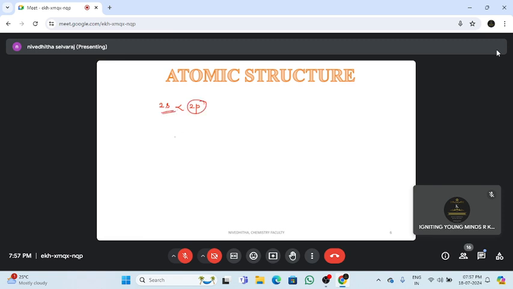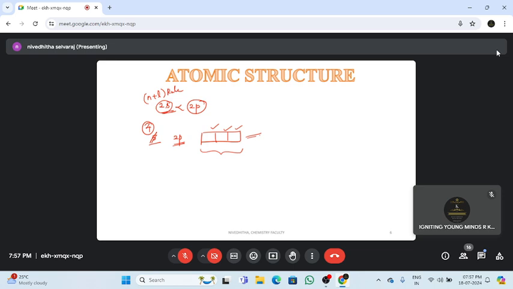Suppose in 2p, we have 5 electrons, or let us say we have 4 electrons. How to fill these 4 electrons? Generally, the p subshell will have 3 orbitals, right? Among 2s and 2p, 2s has lesser energy, which was very clear. We understood that from the n plus l rule. But in 2p, we have 3 orbitals, and all 3 orbitals have the same energy. These 3 orbitals are considered to be degenerate orbitals.